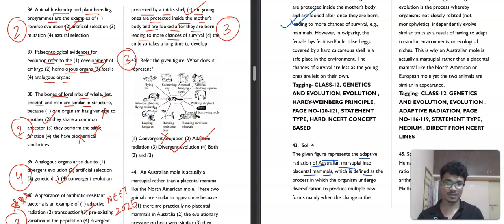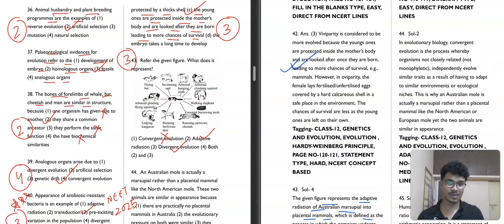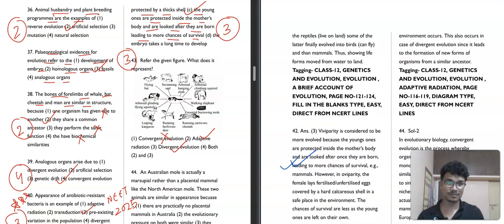So it is defined as a process in which organisms undergo diversification to produce multiple new forms, mainly when a change in the environment occurs. This also occurs in the case of divergent evolution, since this leads to the formation of new forms of organisms from a similar ancestor. So this is both the second and third. So the fourth option is our correct answer.